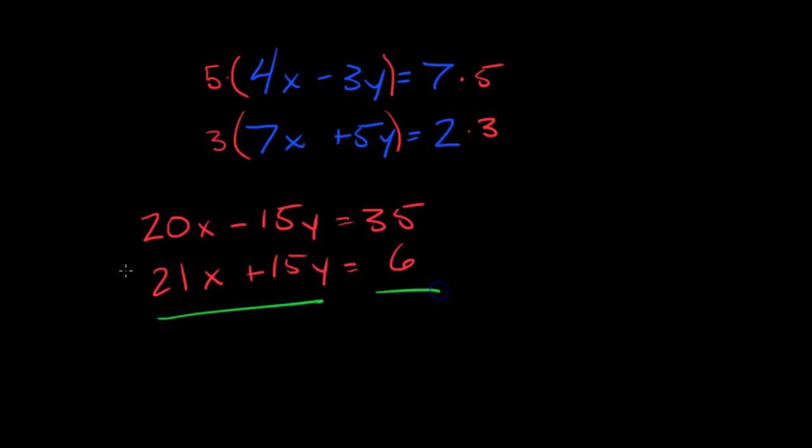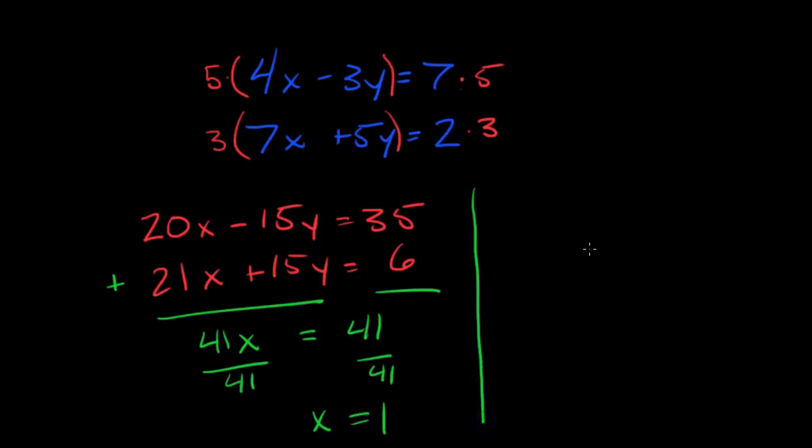Add these two equations together, and we get 41x. The y's cancel out. We get 41x is equal to 41. Divide both sides by 41, and we get x equals 1. So then I can pick either of the two original equations. I'm going to work with the bottom one this time, just to do something a little bit different. So 7x plus 5y is equal to 2.